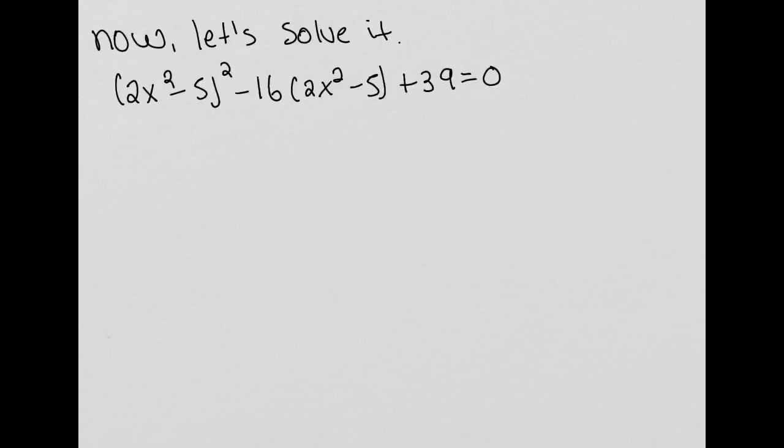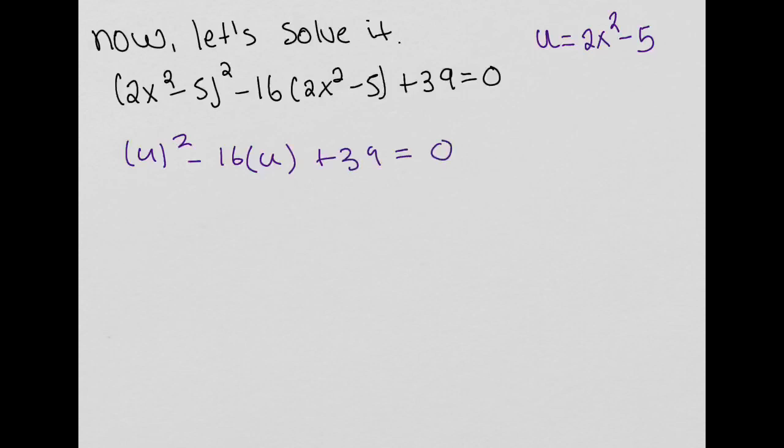Now, let's solve it. So what I'm going to say is u equals 2x squared minus 5. And I'm going to substitute u wherever I see the 2x squared minus 5. So this is going to be u squared minus 16u plus 39 equals 0.